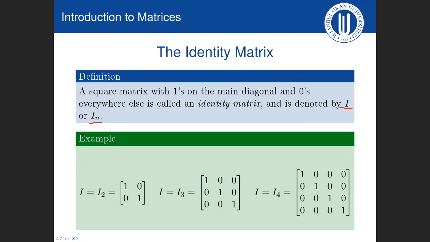So for example, I2, or just I if we're being lazy, is the 2 by 2 matrix where the main diagonal is 1 and the other numbers are 0. Or I3 is the 3 by 3 identity matrix, 1, 0, 0, 0, 1, 0, 0, 0, 1. Number 1's on the main diagonal and 0's everywhere else.